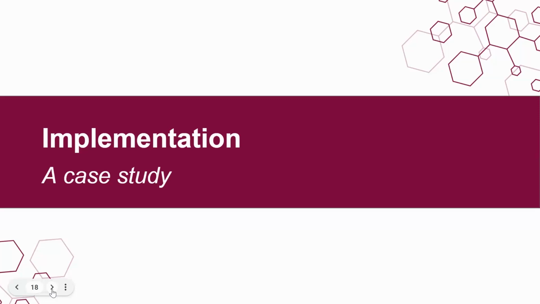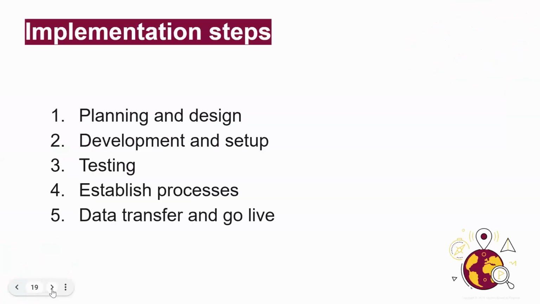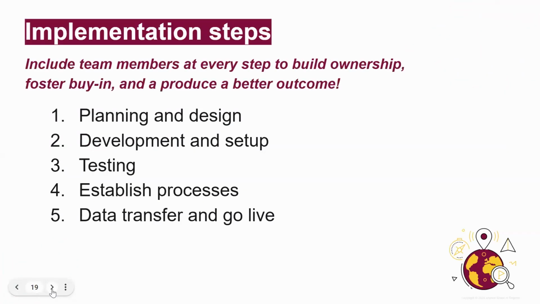So that's what I'm going to talk about here, the steps that we took to implement this new project management system, but I think they're applicable to a lot of different kinds of change that we may be asking our team to make. So these are the basic steps. And I think the most important thing to remember is to include our team members at every step. This builds ownership, this fosters buy-in, and then this produces a better outcome because we have everyone's input on the final product.